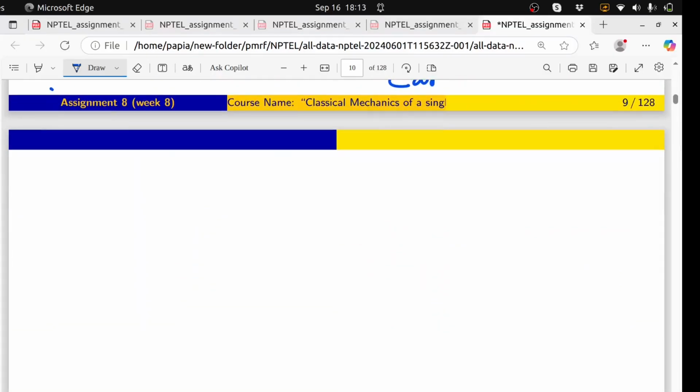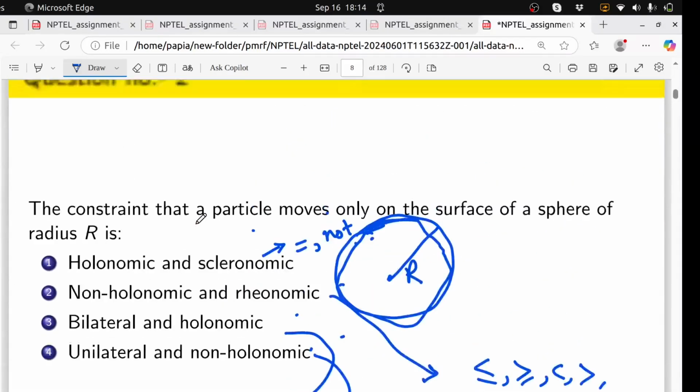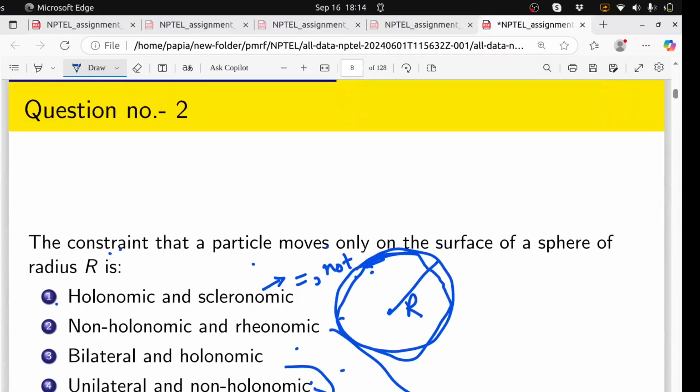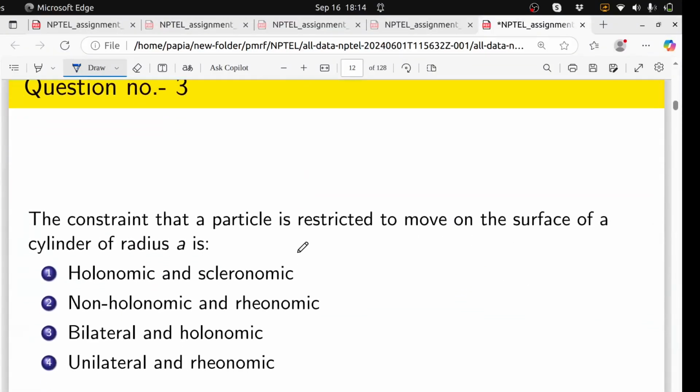So I can say that the motion is holonomic and scleronomic. Okay, so this first option is the correct one. Okay, fine. Now coming to question number 3. What is question number 3?